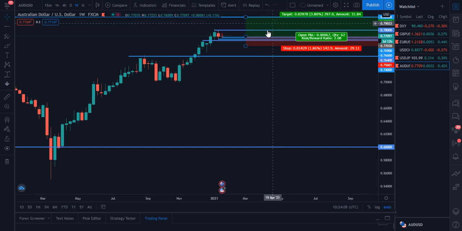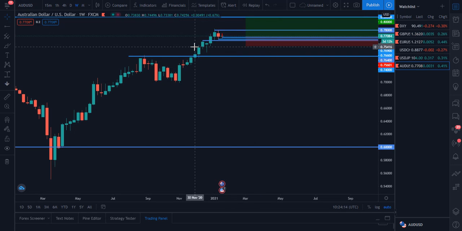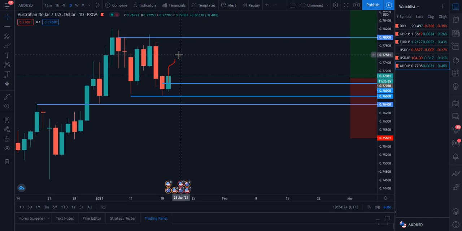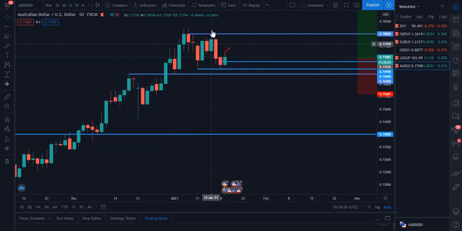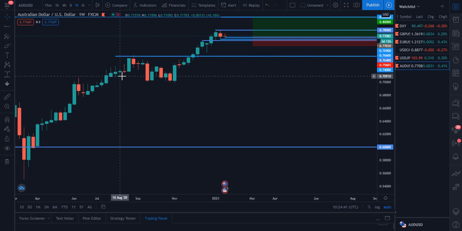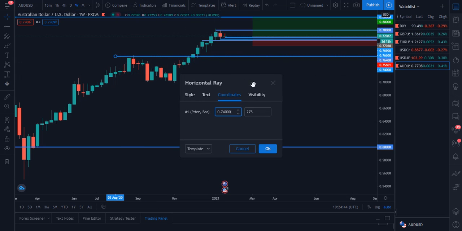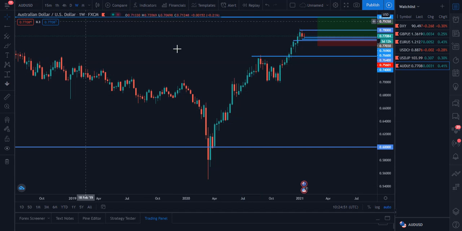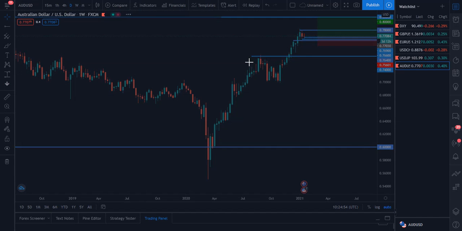But now I'm sure you guys are wondering, then why do you have this here? I'll show you guys as we get to the daily time frame. So now when we get to the daily, you can see it's ranging between 0.7800 and 0.76400 here. When you go to the higher time frames, you won't see it properly.